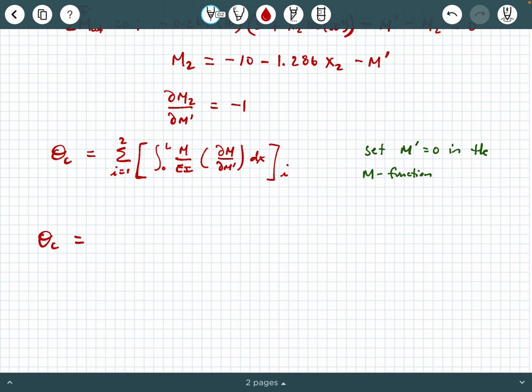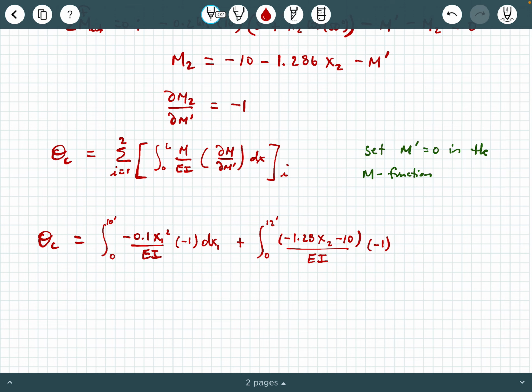Theta c equals, that first domain is 0 to 10 feet, and we're going to say negative 0.1 x1 squared over EI times negative 1 dx1 plus the integral. This is the second domain, 0 to 12 feet, negative 1.28 times x2 minus 10, all over EI times negative 1. That's that partial derivative, dx2, okay?